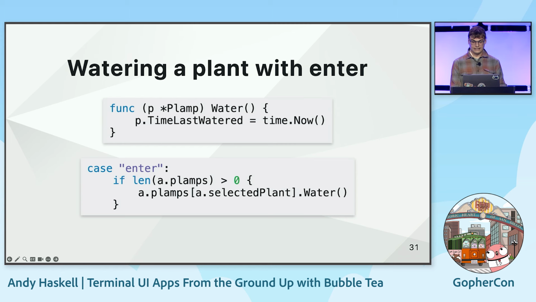Now, we just need to add a couple code changes to process the enter key. In the plant type, we add a water method to set the time last watered value to the current timestamp. And then inside the update method, if we get the message of the user pressing enter, then we call that selected plant's water method, unless of course the list is empty, in which case we don't want to do that because then we'll get an out of bounds error.